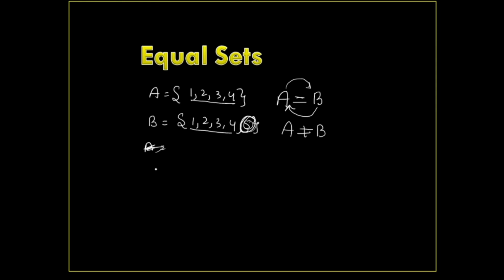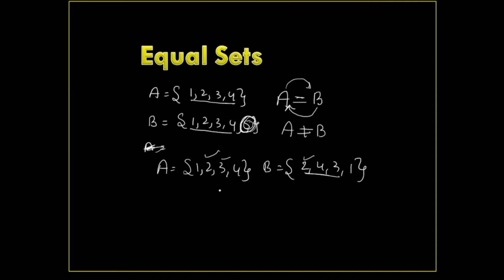One more condition here, children. If A is written as 1, 2, 3, 4 and B is written as 2, 4, 3, 1, are they equal? Yes, 100%. The order doesn't matter. They can be written in any order, but the members should be present in both sets. So we call them equal. That means, in this, how many elements are there? n equals 4, the number of elements.